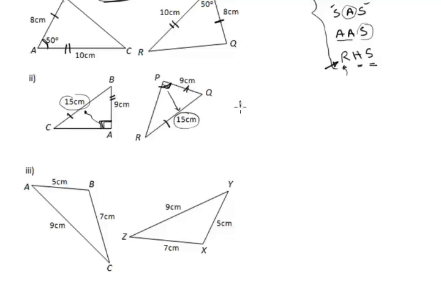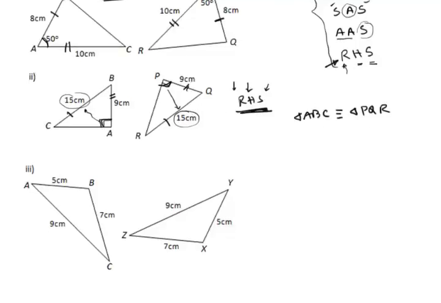So under this RHS condition, that is, right angle triangle, hypotenuse equal and one arm equal, these two triangles are congruent. So we can write triangle ABC is congruent to triangle PQR under RHS, that is, for right angle triangles, hypotenuse and side equal. Under that condition, these two triangles are congruent.